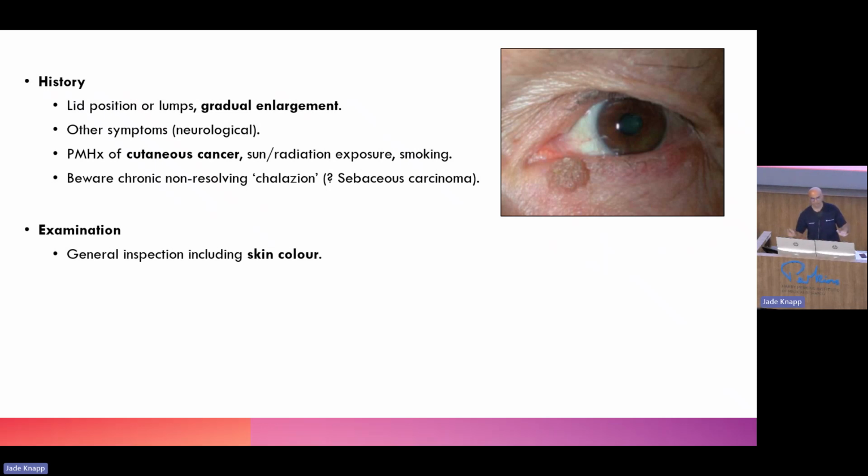Examination-wise, general inspection, fair-skinned, dark-skinned, higher risk of cancers in fair-skinned people, you guys know that. Although that's not to say an olive-skinned person like me can't get a skin cancer. Of course I can.